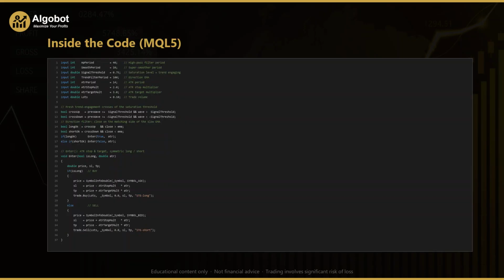Let's look at how this reads in MetaEditor. At the top are the input parameters you can adjust before running the expert advisor. HP period, defaulting to 40, sets the high-pass filter length. Smooth period, 10, controls the super smoother. Signal threshold, 0.75, is the saturation level that counts as a trend engaging. Trend filter period, 100, is the direction moving average.